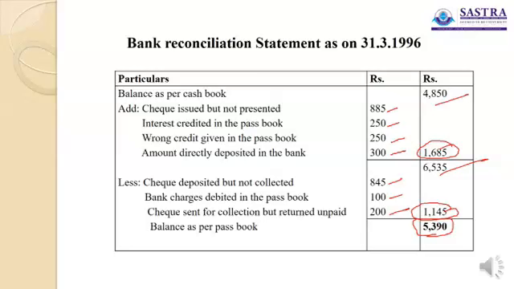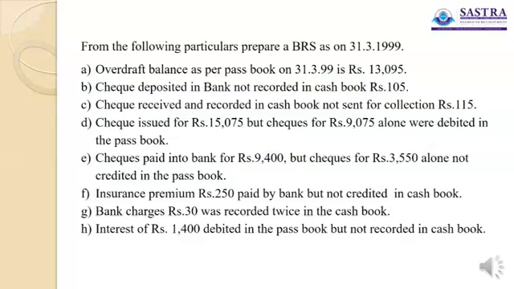So once we have taken the cash book and arrived at the passbook, what are the complicated or comprehensive transactions here? One is wrong credit and the other is check sent for collection but returned unpaid. We shall go to the next exercise. From the following particulars, prepare a bank reconciliation statement as on 31/3/1999.